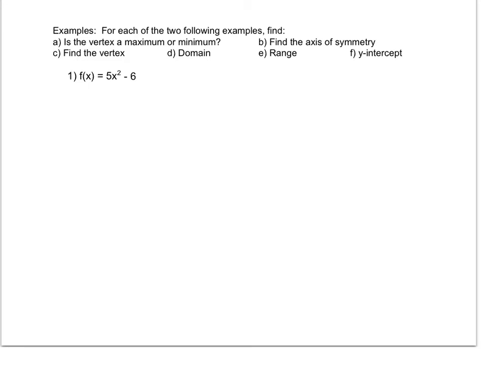So the first thing I'm going to do is find if my vertex is a maximum or minimum. I notice that I'm already in standard form, which is good, because if I didn't have the quadratic, linear, constant terms in that order, I'd want to rearrange it first. I also notice that the coefficient of my quadratic term is 5, which is greater than 0, therefore it opens up. Well, if it opens up, it has a bottom point, so for letter A, I'm going to say my vertex is a minimum.